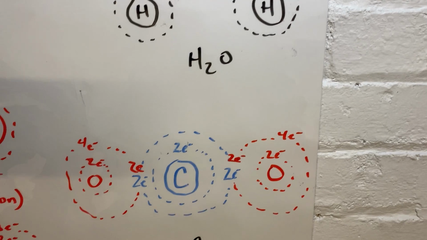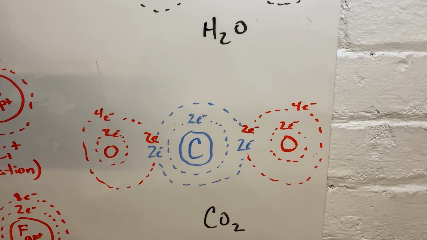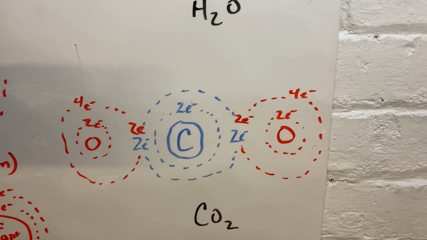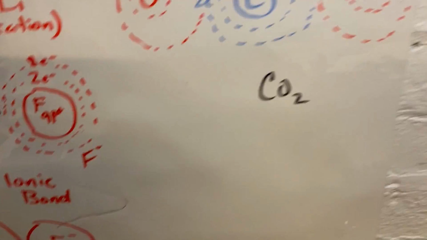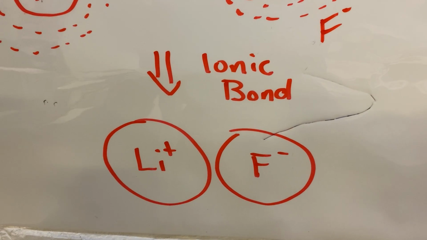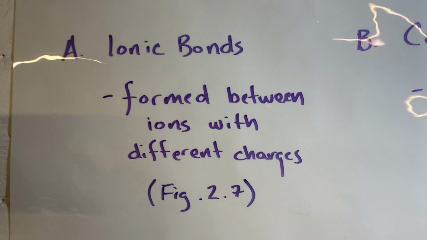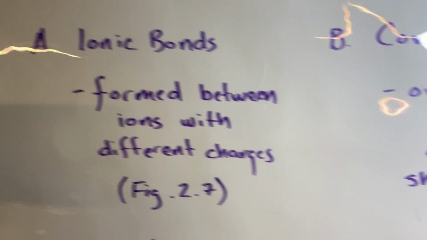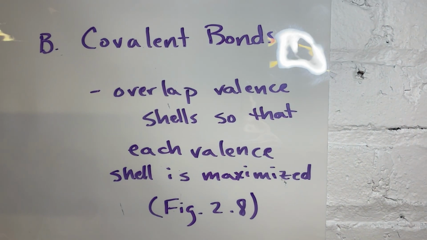So by sharing electrons, we can also form bonds. So either we will overlap the outer shells, or we will make ourselves into magnets and be drawn to each other. So ionic bonds are magnetic bonds. Covalent bonds are sharing bonds.